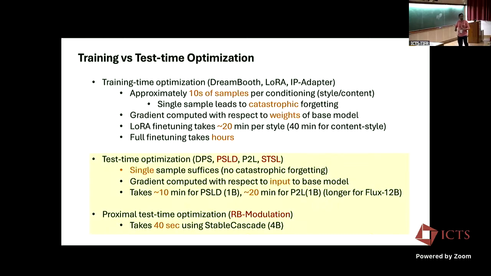So you need order of tens of samples, and here the gradients are computed with respect to the weights of the base model. LoRa type fine tuning takes about 20 minutes per style. Full fine tuning is hours. This is on A100. All of this is about one A100 type GPU numbers.